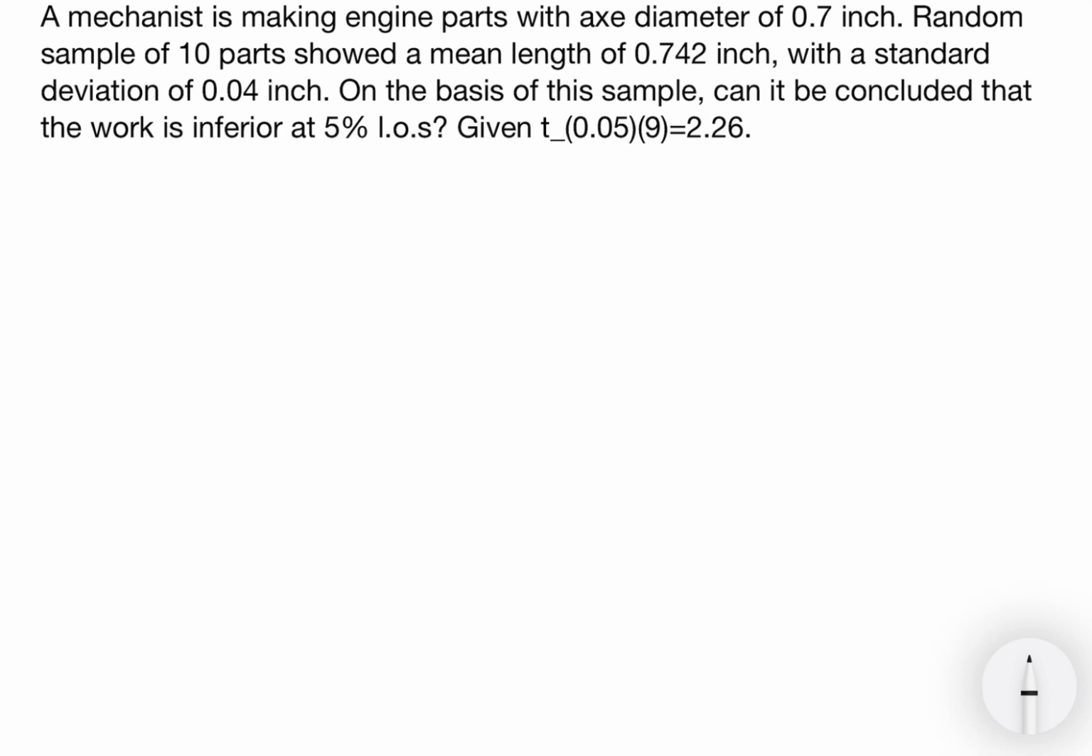So let us write down what are given. A sample of 10 parts. So n is equal to 10, and it showed a mean, that is x bar is equal to 0.742 inches, and a standard deviation s is equal to 0.04 inches. But what are they expecting? The axle diameter should be 0.7 inches. That is, mu is equal to 0.7.